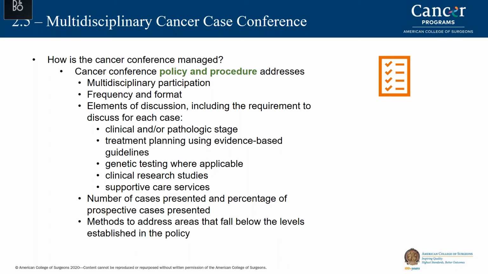These involve clinical or pathologic staging of every case that's presented, treatment planning for any patient presented, and use of evidence-based guidelines such as the NCCN guidelines. Genetic testing should be discussed where applicable for every patient discussed at a conference. Clinical research studies should always be brought up for discussion if the patient warrants such a study. And of course, supportive care services such as palliative services and other supportive care should be mentioned for every patient affected by these areas. The number of cases presented and the percentage of prospective cases presented should always be reported by the conference coordinator. And of course, methods to address areas that fall below the levels should always be stated in any cancer conference policy.